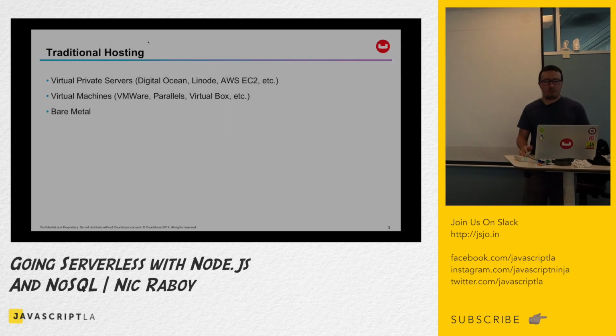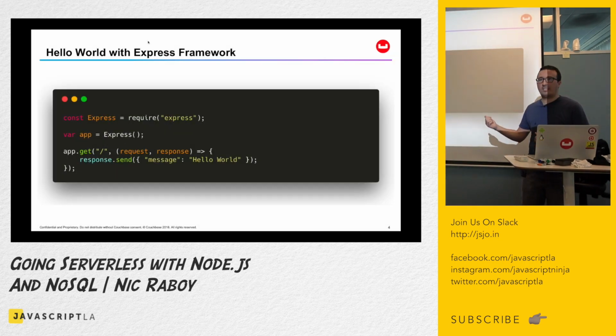Now, if you were to build a traditional hosted app, it might look something like this. Has everyone had exposure to this? This is an Express Framework application in its simplest form. You're building one endpoint here. It's the root path, and it returns just this hello world message if you try to consume it.